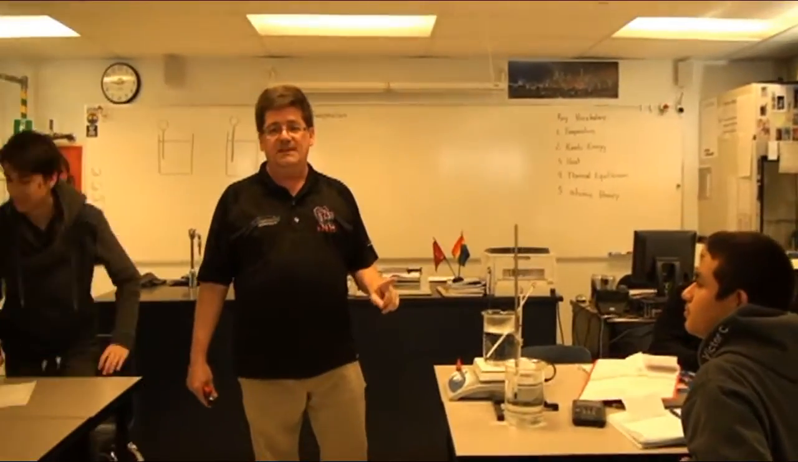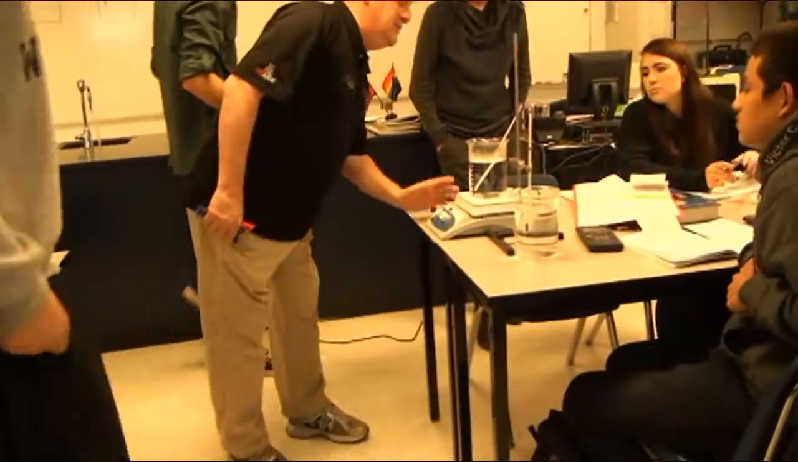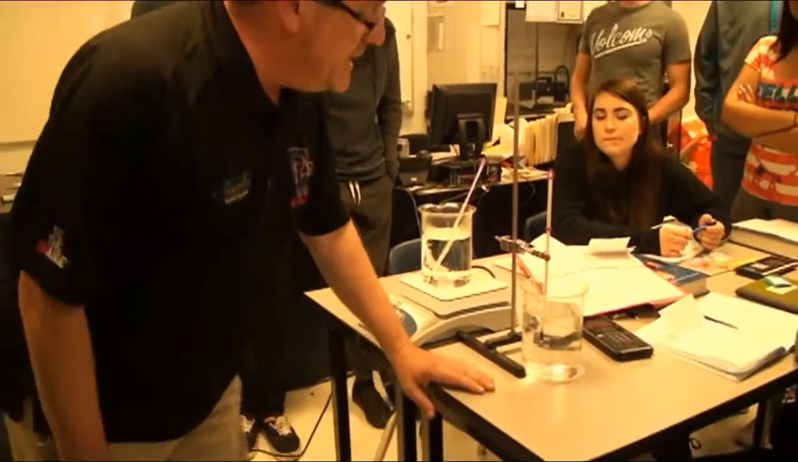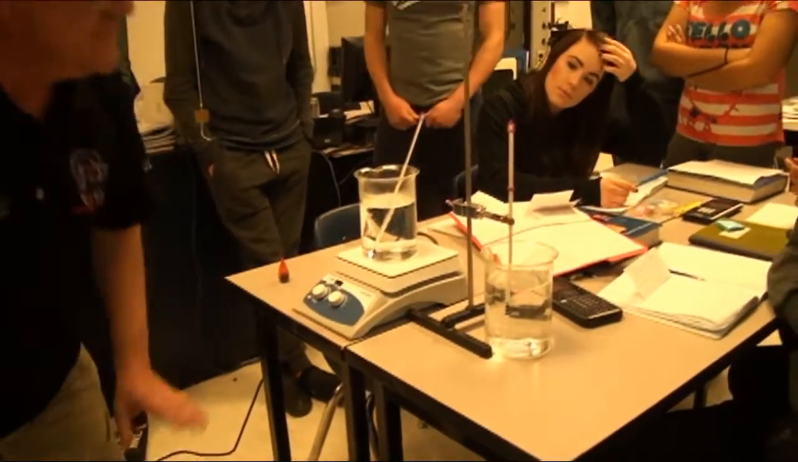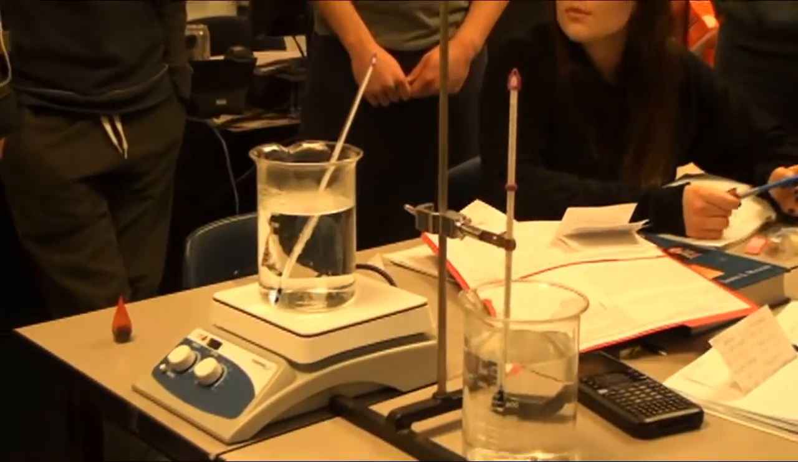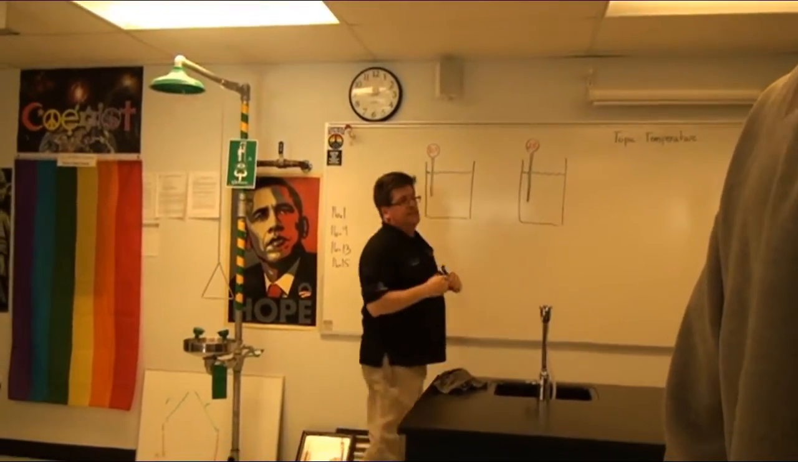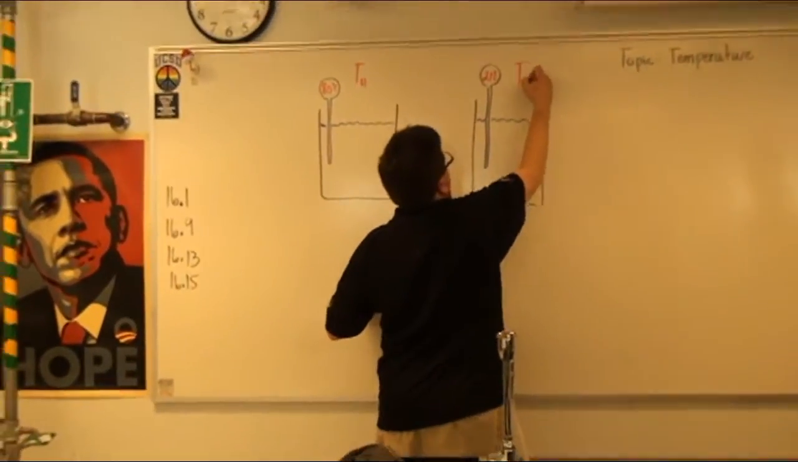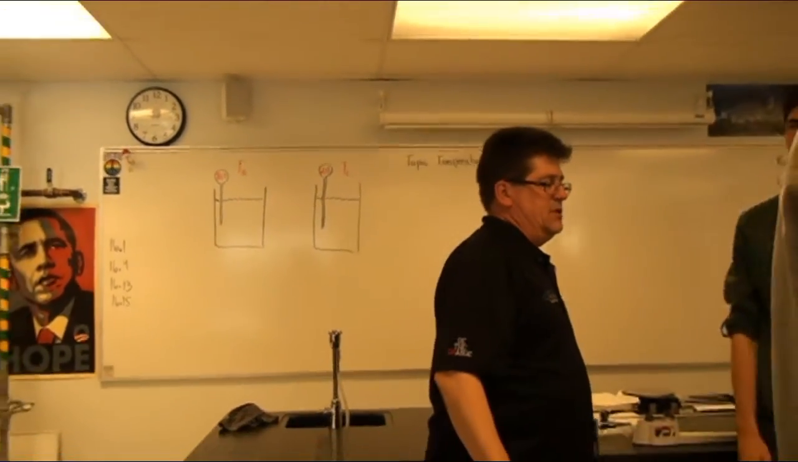I have two beakers. I have one beaker right here with a thermometer in it that reads 80 degrees Celsius. And I have another beaker right here with a thermometer in it that reads 21 degrees Celsius. So just to be clear, I have one that reads 80 degrees C and one that reads 21 degrees C. I'll call this T sub H, and I'll call this T sub C. Of course, T sub H stands for the hot, and T sub C stands for the cold.